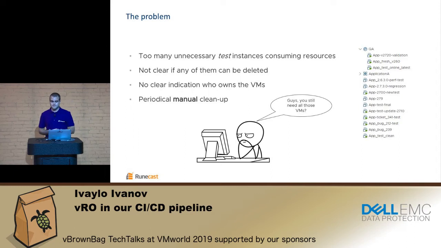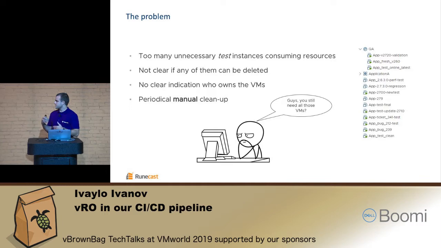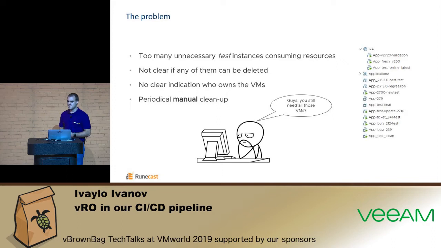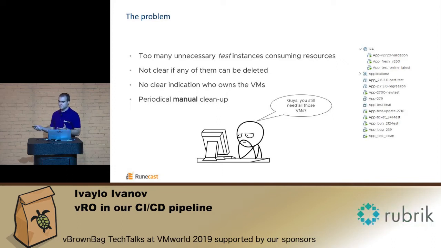So what was the problem? There are too many unnecessary test instances consuming resources. So at Runecast we create a software which is being delivered as OVA. During our dev and test process, there are a lot of instances which are being deployed on a daily basis, and in the end of the day, it's not clear if any of them can be deleted.